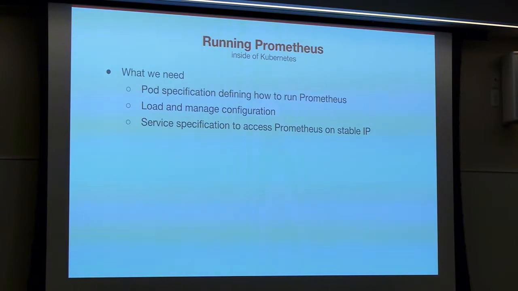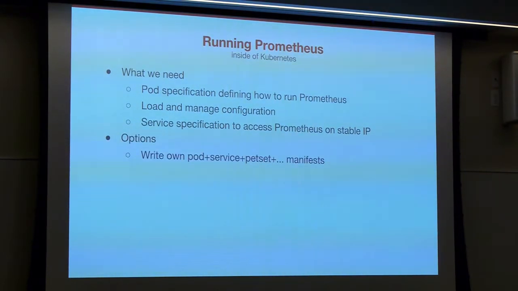And we need a service specification because we want to access Prometheus on a stable IP. Pods can go up and down at any time, but you want a stable IP which you can add to your DNS or whatever, so that you have one stable way to access your Prometheus. That's pretty much what you need for any kind of service you want to deploy in Kubernetes.